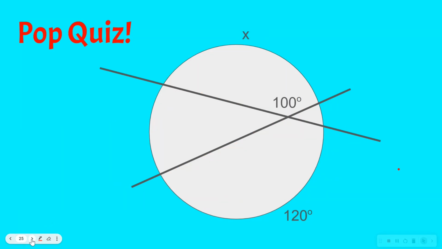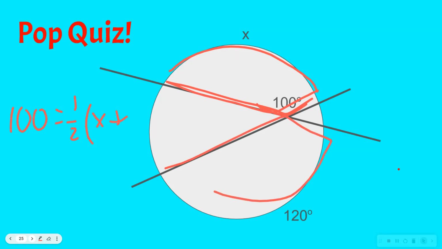Okay, here we go. We got another problem. Oh, but here the angle, the pointy part, is 100. So it's going to be 100 equals 1/2 of my 2 arcs. So the 2 intercepted arcs are x plus 120. Now, how do you solve this? I like to get rid of the fraction, so I'm going to multiply both sides by 2. So I get 200 equals x plus 120. And then subtract 120, so I get 80 is my x.